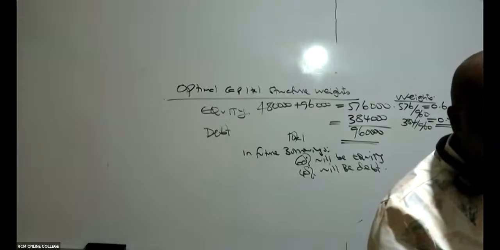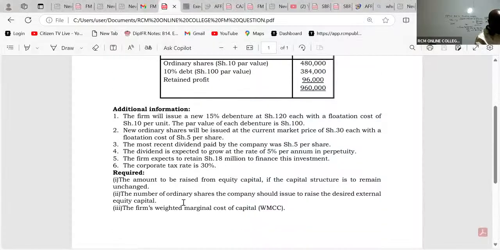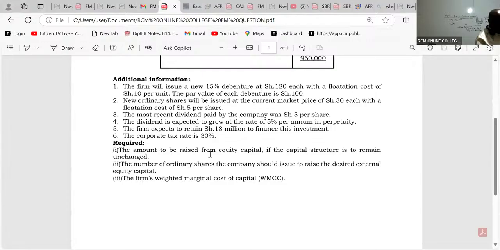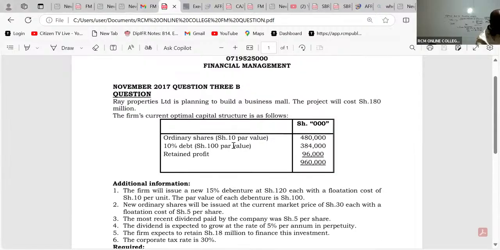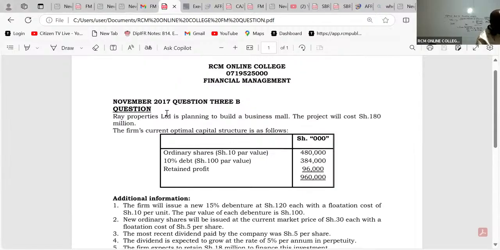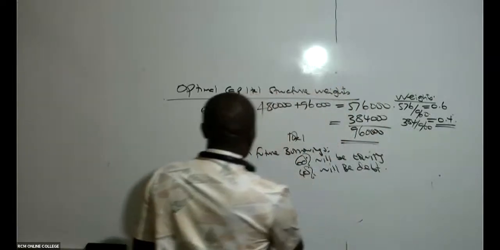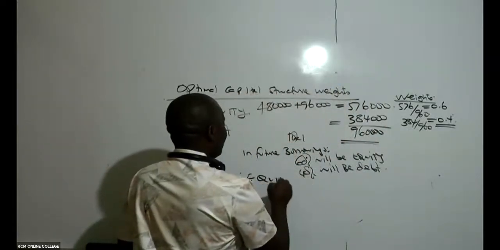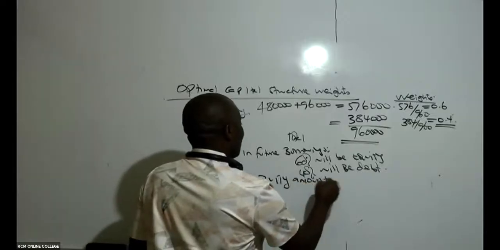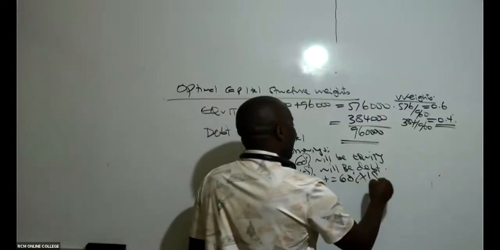If you look at the question very well, they want us, number one, to give them the amount to be raised from equity capital. These managers, how much do they want to borrow in total? Hey Ray Properties Limited is planning to build a business mall. The project will cost Kenya shillings 180 million. So out of the 180 million, we know that 60% will be equity. Therefore, equity amount will be 60% of 180 million.